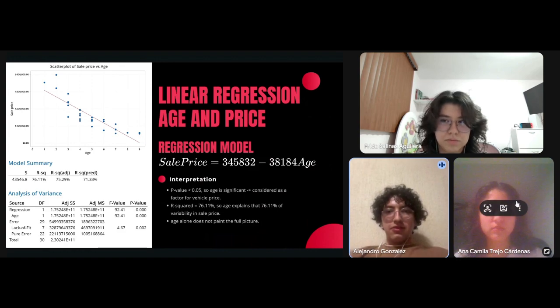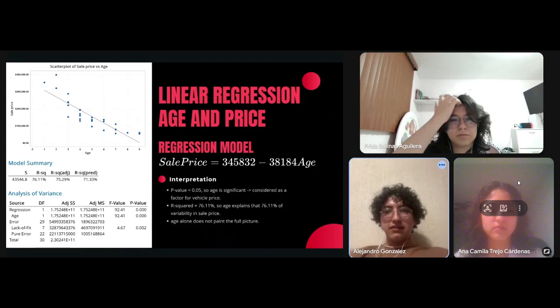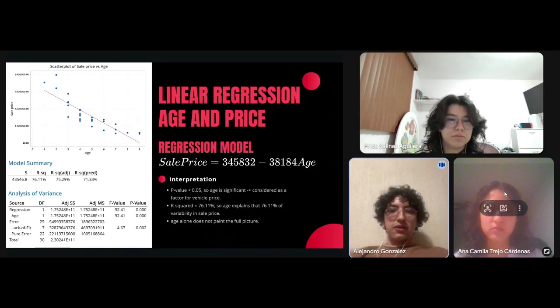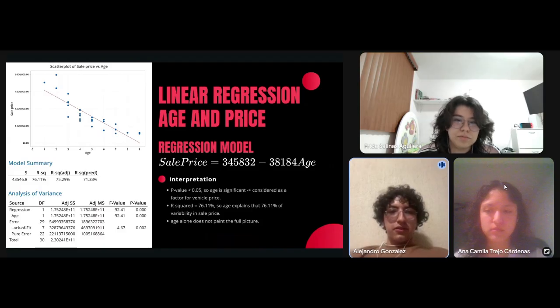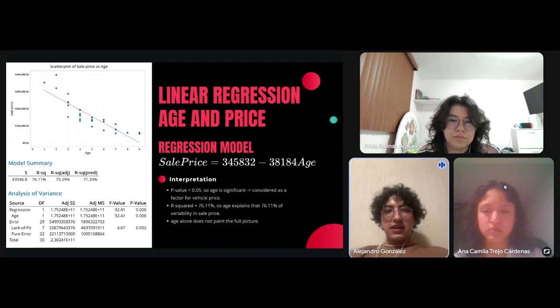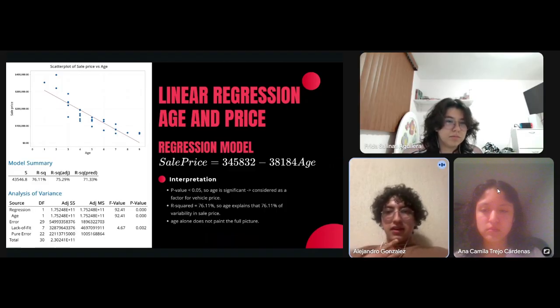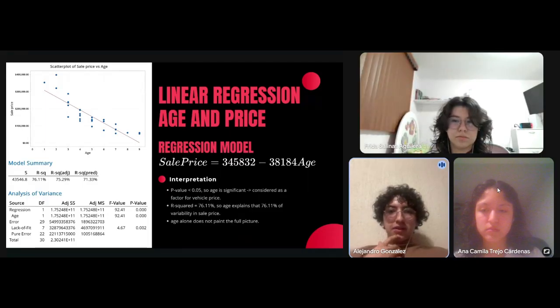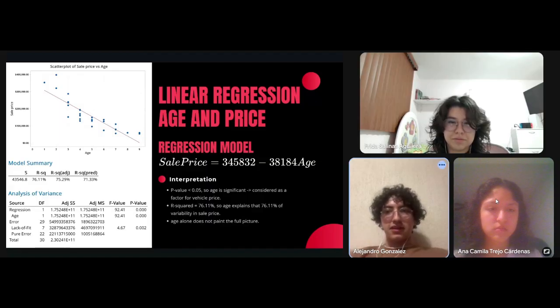And we also got a p-value of 0, which indicates that the age is statistically significant for predicting the price. And this R-squared value tells us that 76.11% of the variability in the sale price is explained, which is a good indicator for the sample regression, but it also means that the age itself is not painting the full picture of the conditions for selling the car.